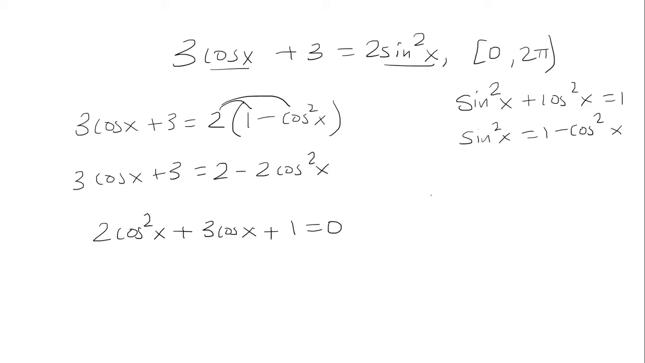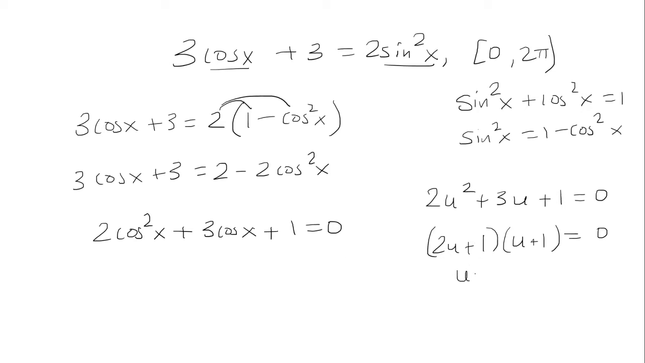If you have, for example, 2u squared plus 3u plus 1 equal to 0, what you would do is have 2u and u to get 2u squared. And we know that the only way to get 1 is 1 times 1. So then you would add these, and you set that equal to 0, and then you set each one equal to 0. But before I do that, I'm just going to replace u with cosine, right? Because that's the substitution we made.